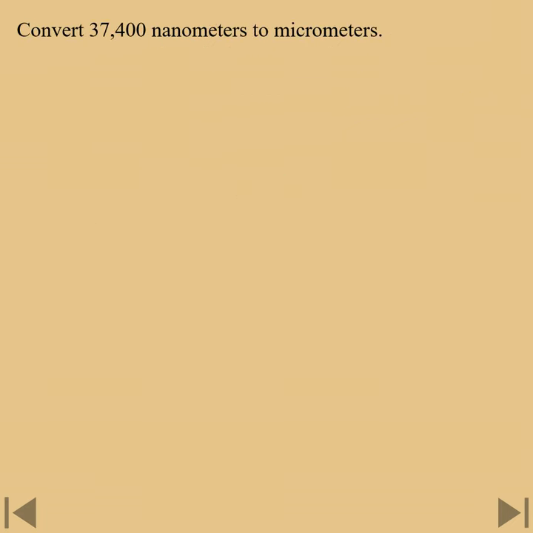Okay, here's a metric conversion. We're converting 37,400 nanometers to micrometers, and we're still using our units. So step 1 equals micrometers. That tells us everything we need to know about step 2. We're looking for a number with a single unit to start the calculation with. So that's the 37,400 nanometers.